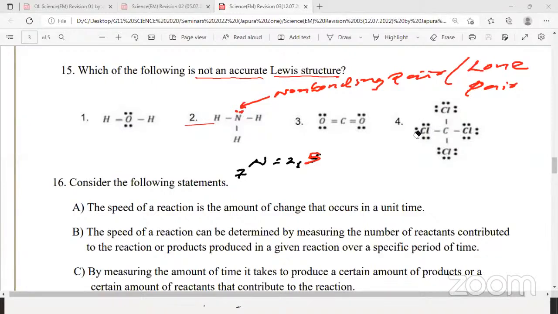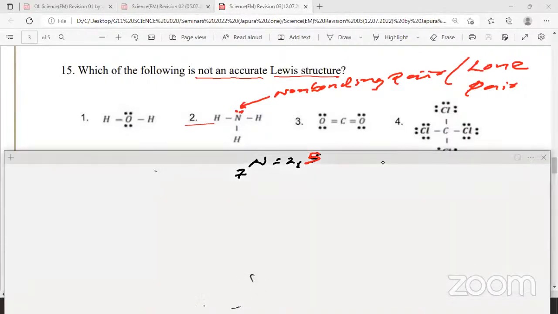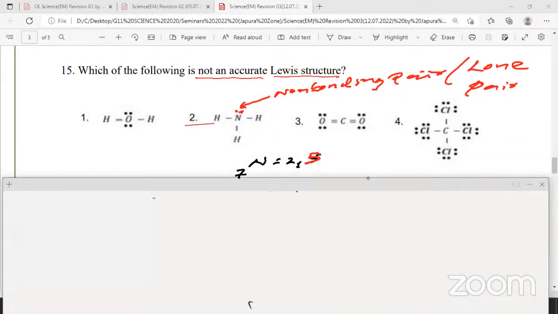Now, Lewis is the name of the scientist who introduced this Lewis theory. Actually, that is not a perfect theory. There are some drawbacks of this theory. Some molecules you can't draw the Lewis structure for. These are the conditions. Lewis theory or Lewis structures can be drawn only for covalent compounds.